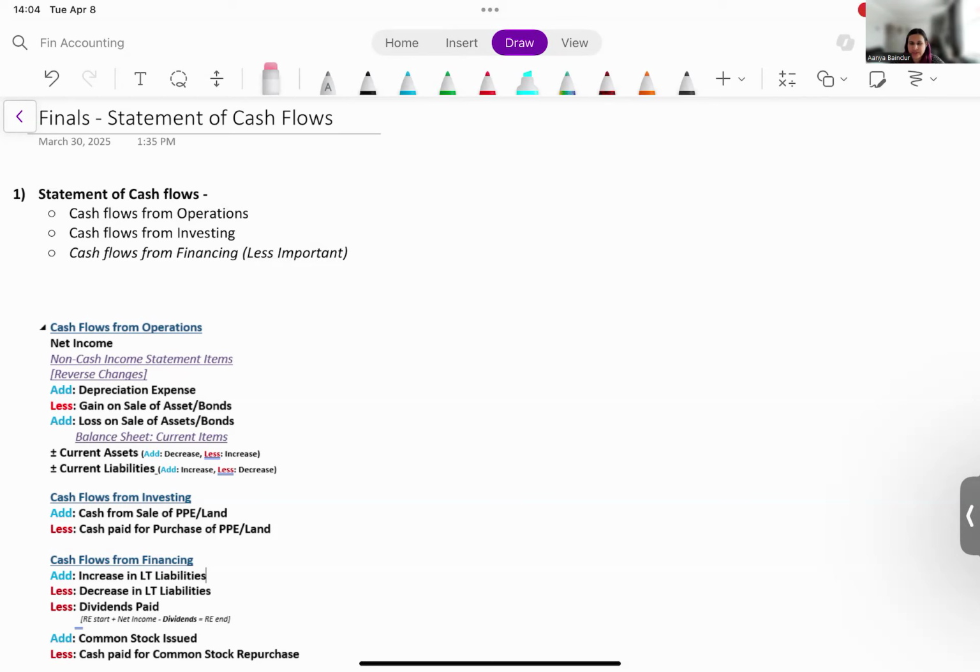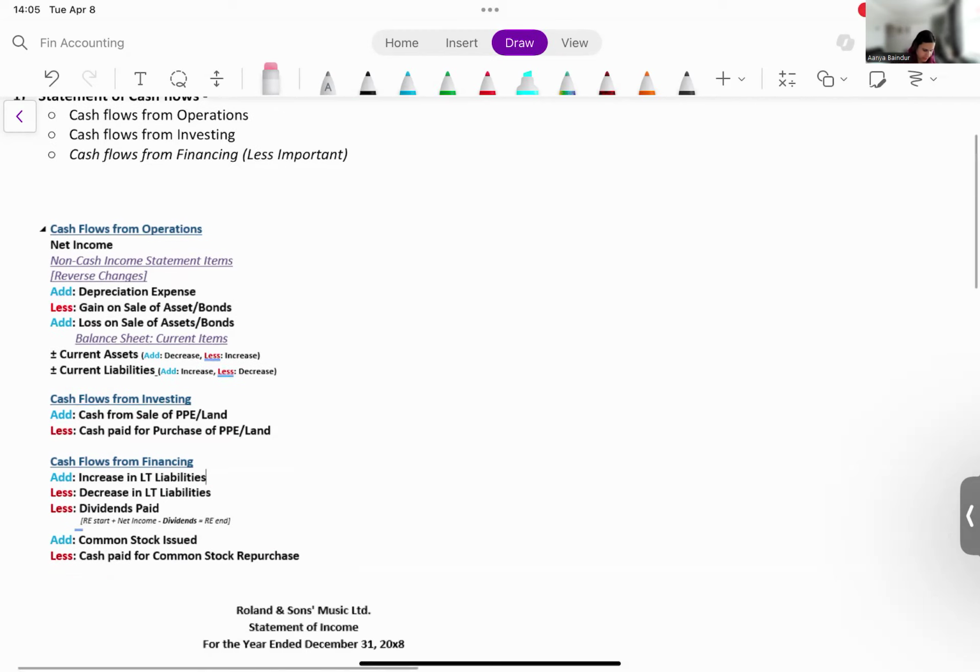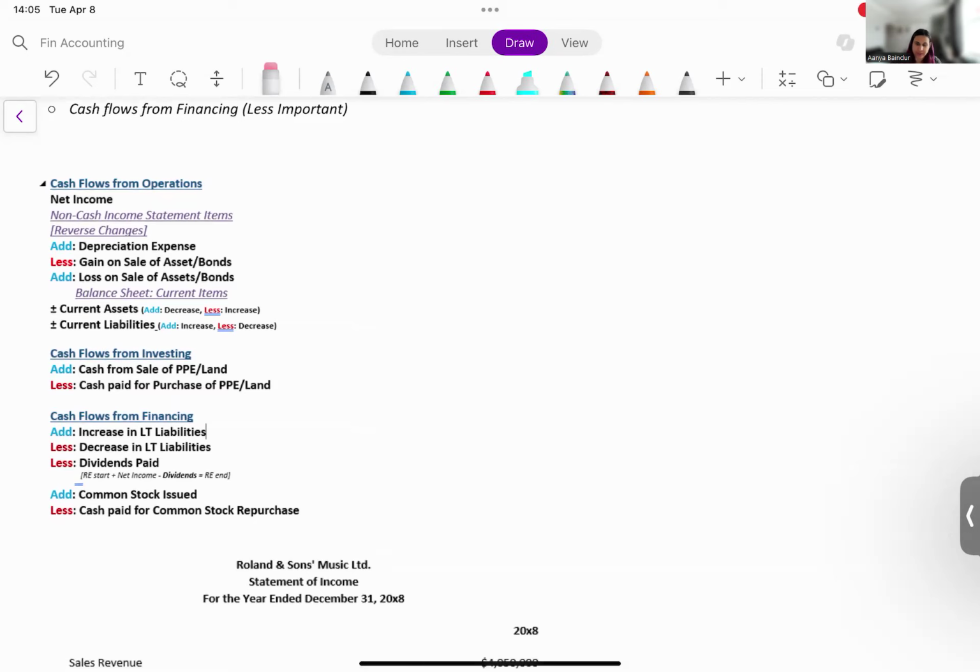So first of all, there are three sections. There's cash flows from operations, there's cash flows from investing, and finally there's cash flows from financing. Cash flows from financing, I would say, is the least important of them all. Focus mainly on the first two because they usually don't ask cash flows from financing, just because the first two make it long enough a question already. So with that, let's get started with statement of cash flows and cash flows from operations.